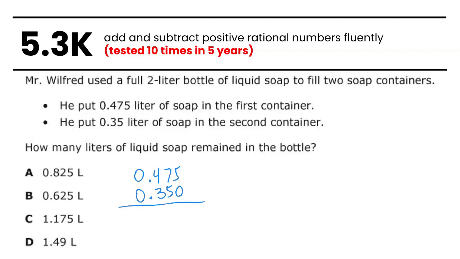Okay, so now we are ready to do the addition here. 5 plus 0 is 5. 7 plus 5 is 12, adding a 1 to the next place value. 4 plus 3 is 7, plus that 1 is 8, and I do not have anything in the ones place. Great, so now I have the amount that was put into the 2 bottles total, and I want to take that away from how much was originally in the 2-liter bottle.